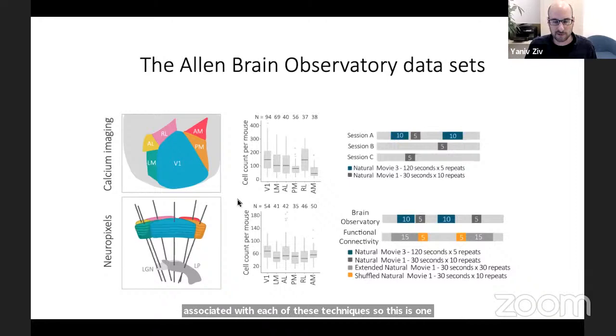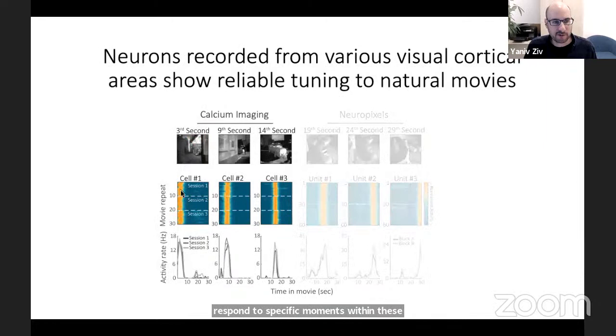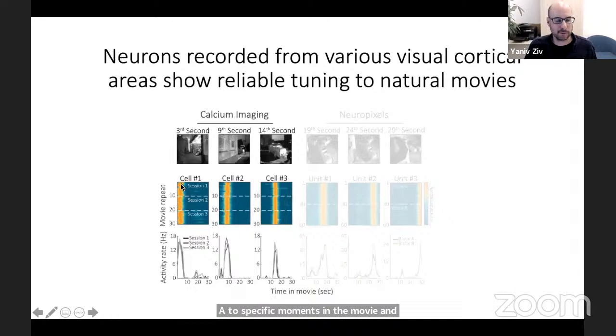In our analysis, we could readily identify neurons that respond to specific moments within these natural scene movies. For instance, here I'm showing you three cells that responded to specific moments in the movie and displayed a very stable and nice tuning to specific moments that was stable across three different sessions spanning different days.